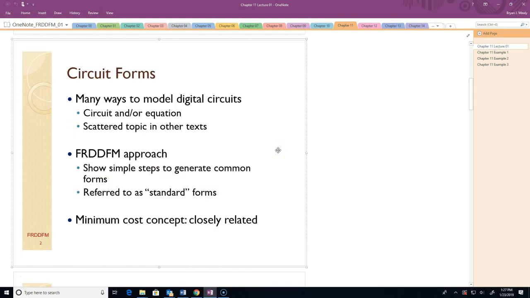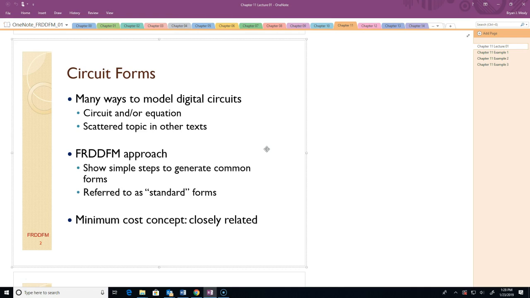But circuit forms is kind of the global description of what we're going to do here. Once again, many ways to represent digital circuits. We've been primarily representing them in two ways. Draw a picture on the next screen. This is a topic covered in other books, and it's covered in a not really consistent manner. We're going to keep it very basic in this book. My approach is to just show you some simple steps to generate the most common ways to represent a digital circuit. Like I said, you can represent it in a million different ways, but we want pretty much the easiest way, and that's what we'll be going over here.